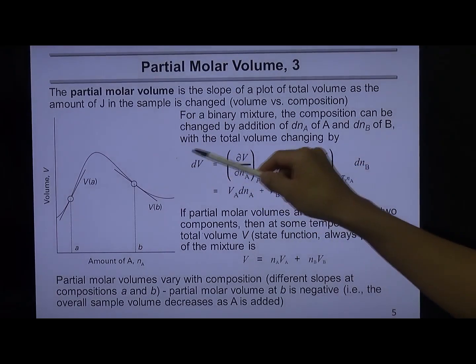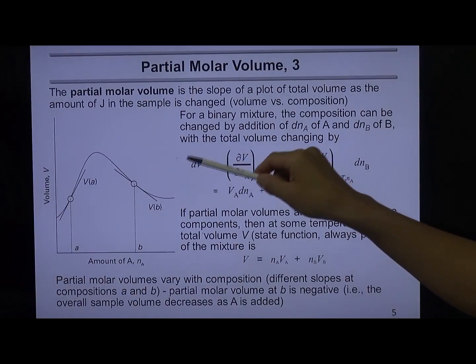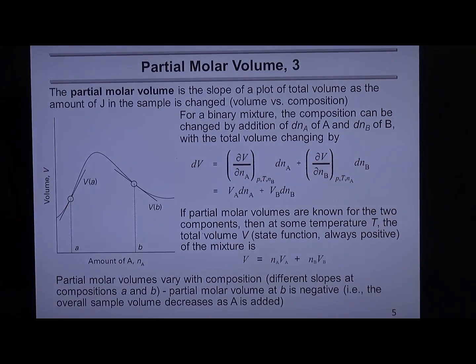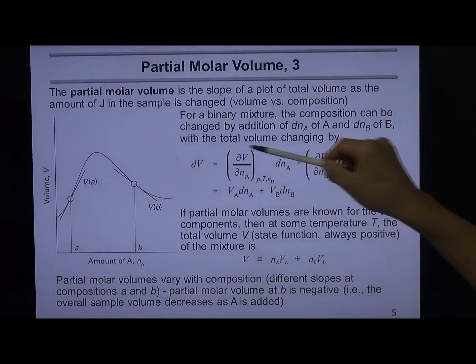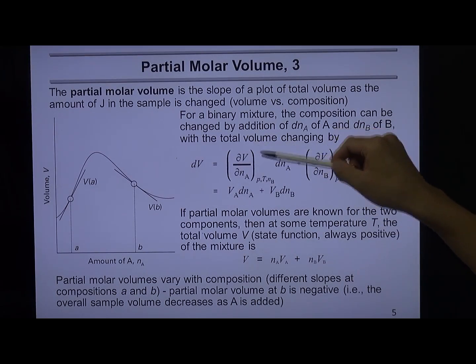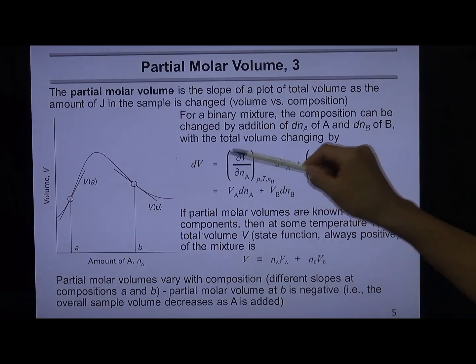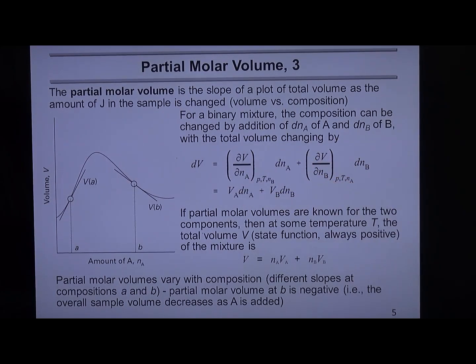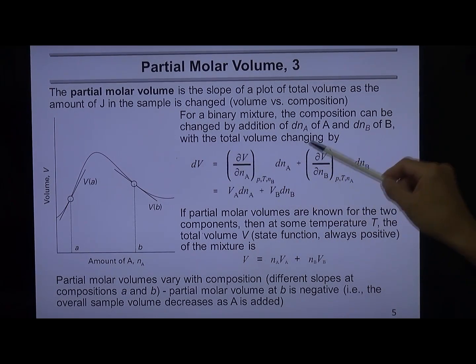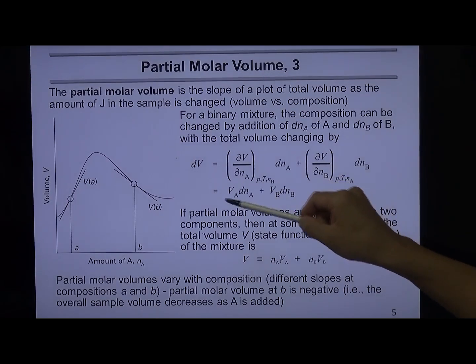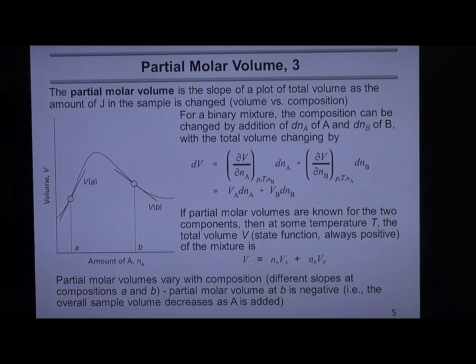And the ratio, how much total volume changes as a function of the number of moles of A or B, should be represented as the partial derivative of total volume with respect to number of moles, right? Which is the partial molar volume, right? So dV can be represented as this, as we did many times in chapter 2 and 3, right? And each of these partial derivatives corresponds to the partial molar volume of A and the partial molar volume of B. Simple, right?